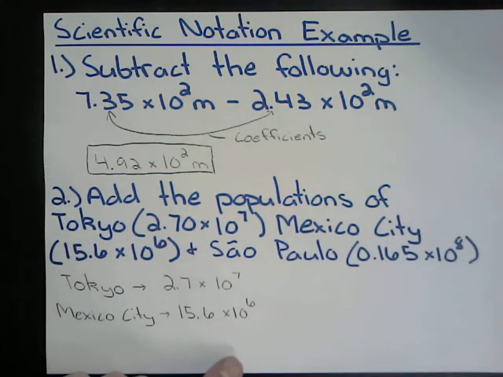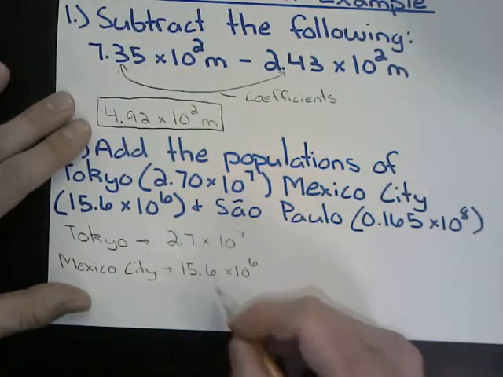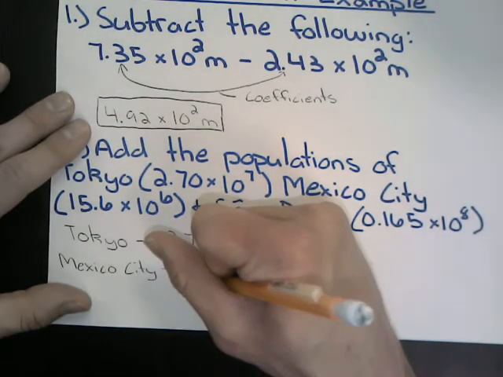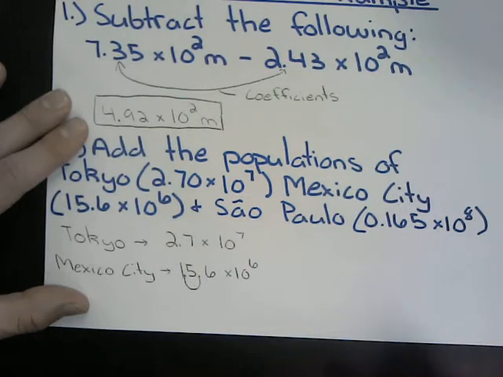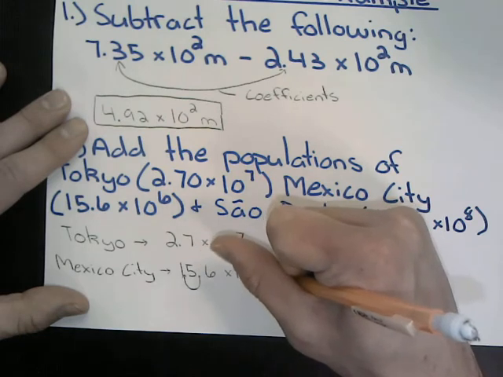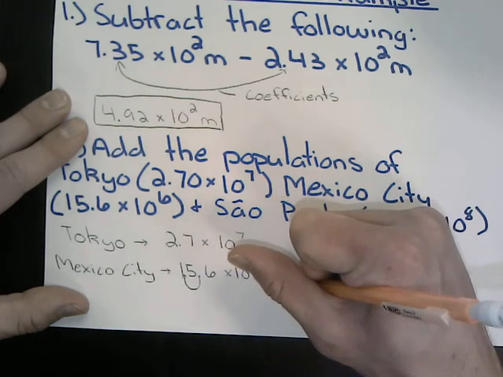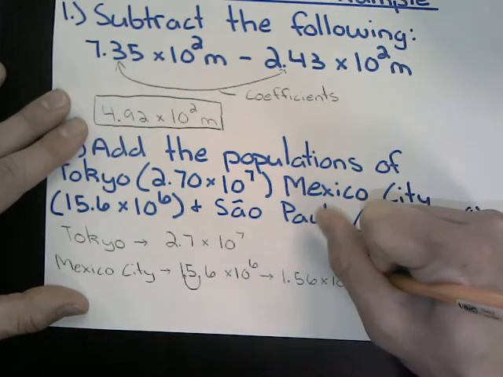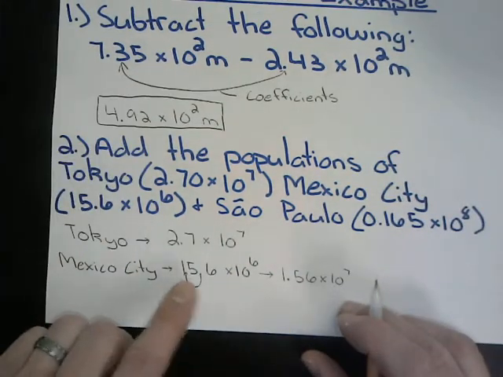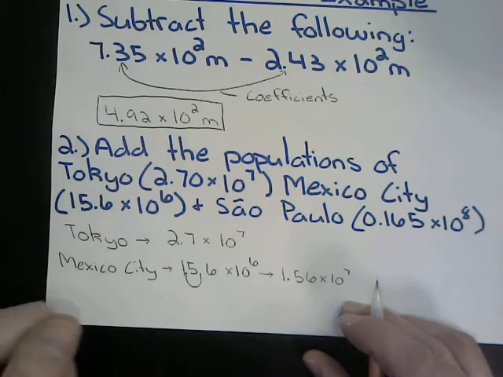We need to make this a bigger power. So how do we do that? We move our decimal to the left. The decimal is right here between the 5 and the 6. We're going to move it one place over to get to the 7th power. By doing this, we get 1.56 times 10 to the 7th. Again, if you move the decimal one to the left, the exponent will go up 1.